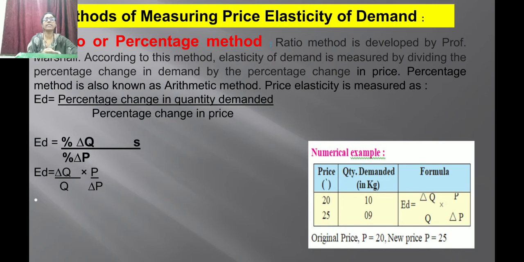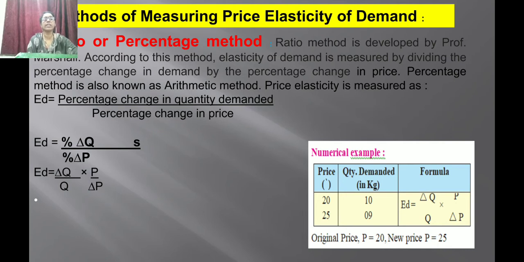So how is the price elasticity measured? ED is equal to the percentage change in the quantity demanded upon the percentage change in the price. In the formula given, you can see that ED is equal to percentage change in Q upon percentage change in price P. So when we develop that, it is the change in Q upon Q into P upon change in P.